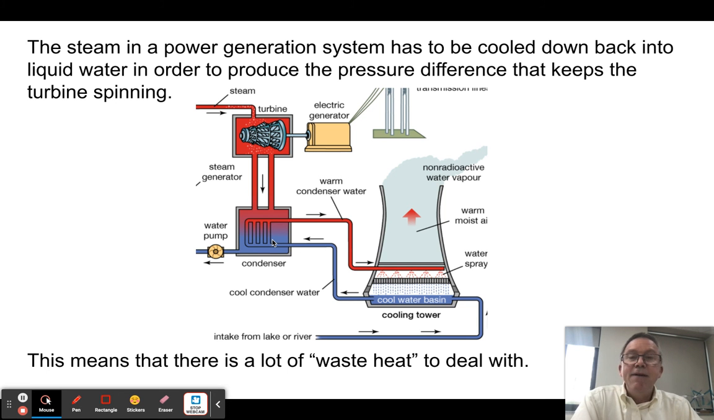Okay, and what that means then is we basically pump cold water into here. It absorbs a lot of the heat energy here. And then we don't want this heat energy, so we just sit it into these weird looking towers that you see.